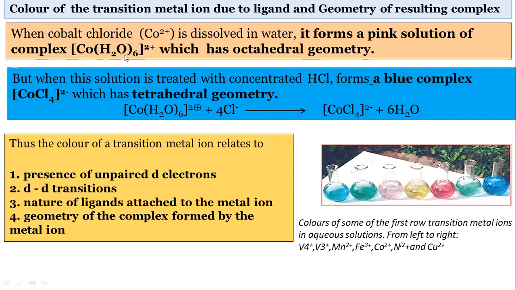So this cobalt chloride, when dissolved in water, gives a pink colored solution, and this is a complex. If the same cobalt chloride is dissolved in concentrated HCl, the solution becomes blue because the complex also changed. This is the complex and the geometry also changes. So if the ligands are changed, here your water ligands are there, the color is different.